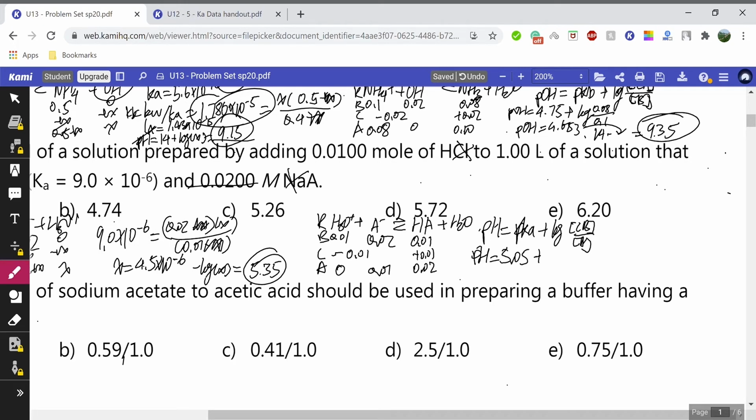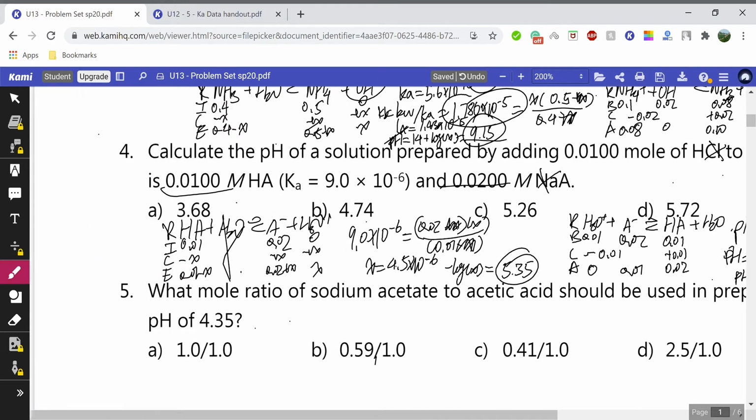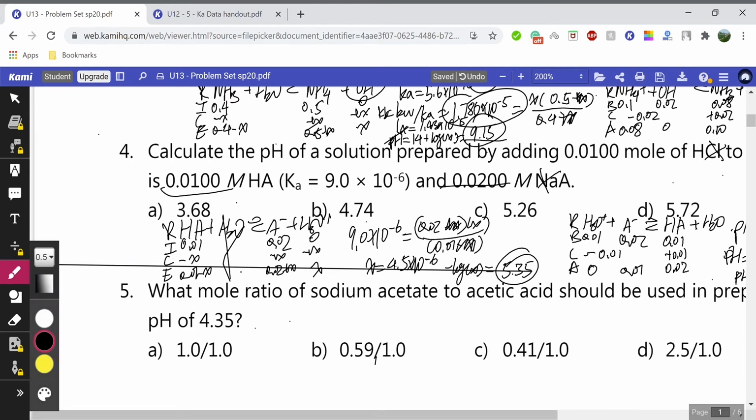pKa plus the log of, on the top is conjugate base. Our conjugate base is A minus, which is 0.01, and our acid goes on the bottom, which is 0.02. That will give us a negative number, negative 0.30. So now if we add that to 5.05, it will be 4.74. pH is going to be equal to 4.745. So 4.75 to round it to the correct number of significant figures. Let's see which answer choice is closest to our answer: choice B.